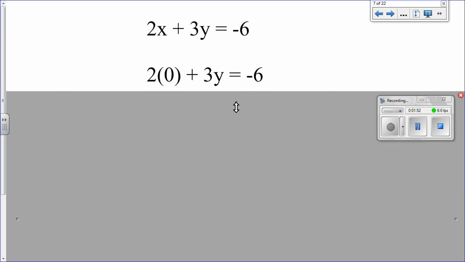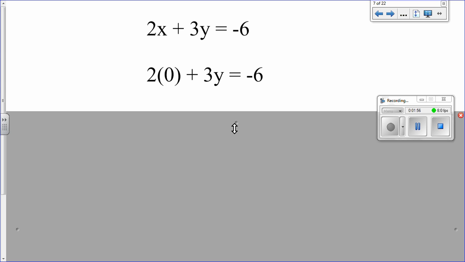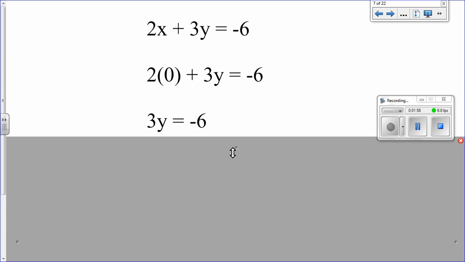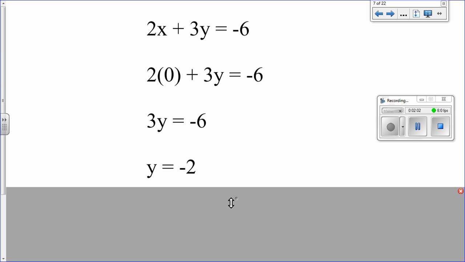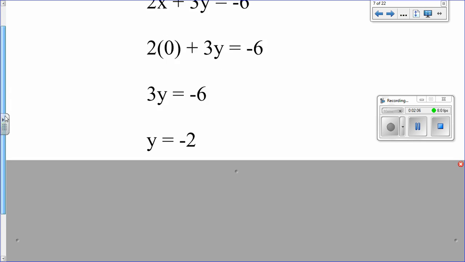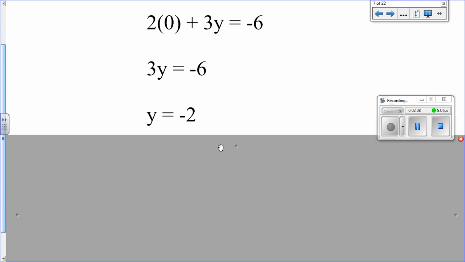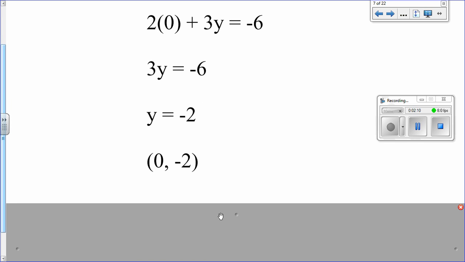So we have 2 times 0 plus 3y equals negative 6, which leaves us with 3y is equal to negative 6, and y is equal to negative 2. Divide each side by 3. That gives us one of our points at (0, negative 2).